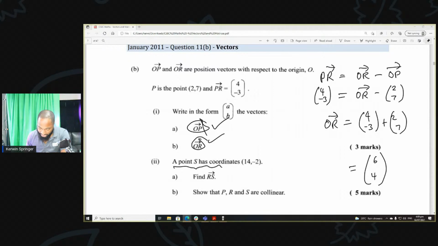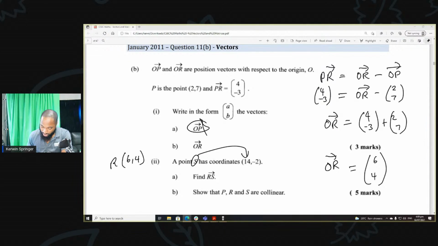Point S has these coordinates. Find RS. This is still part of this whole thing. Okay, so we have OR, and since we know OR, this means that R itself is at (6, 4). R is the point (6, 4), so OR is (6, 4). We also know that S has this, so that means OS is (14, -12). You've probably seen where I'm going with this.